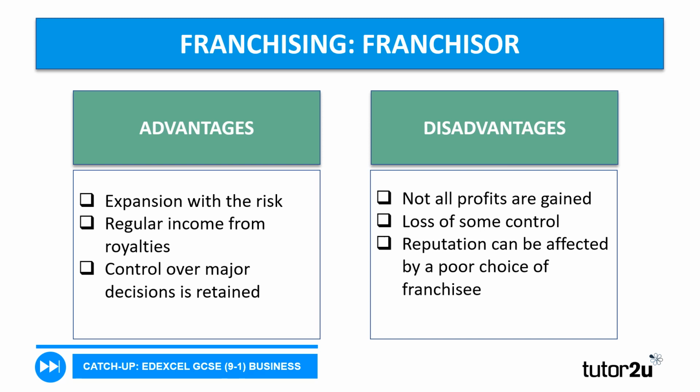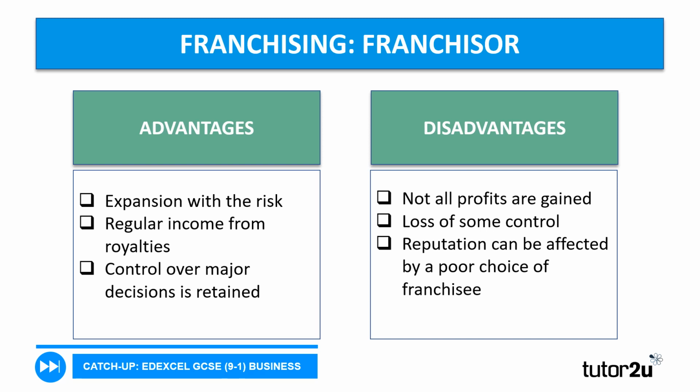So the first advantage for a franchisor is that it allows expansion without the risk. The risk of setting up another franchise outlet falls with the franchisee because the franchisee would have to cover the costs of the new franchise outlet and have to work hard to generate revenue. Secondly, the franchisor would receive regular income from royalties, which remember is a percentage of the revenue, not the profits.